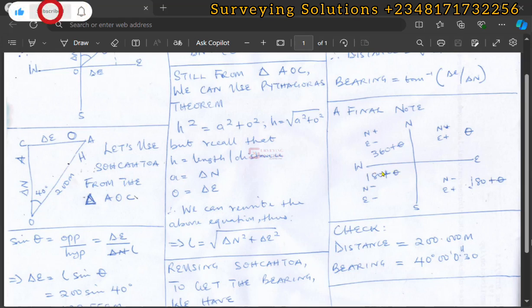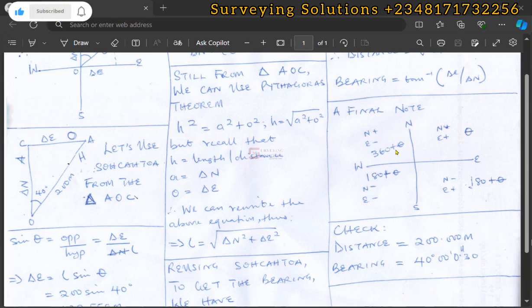Are we together? And then finally, when you come to the fourth quadrant, when your delta northings are positive and your delta eastings are negative, and you have used the bearing of tan inverse of easting over northing, whatever bearing you have, you just add 360 to it. That will now give you the bearing of that line, right?